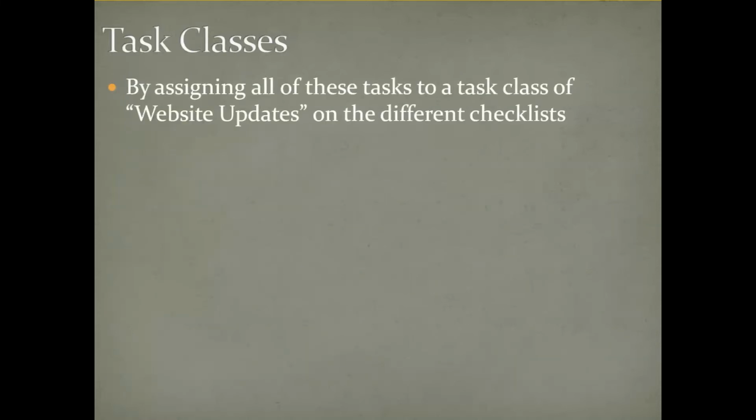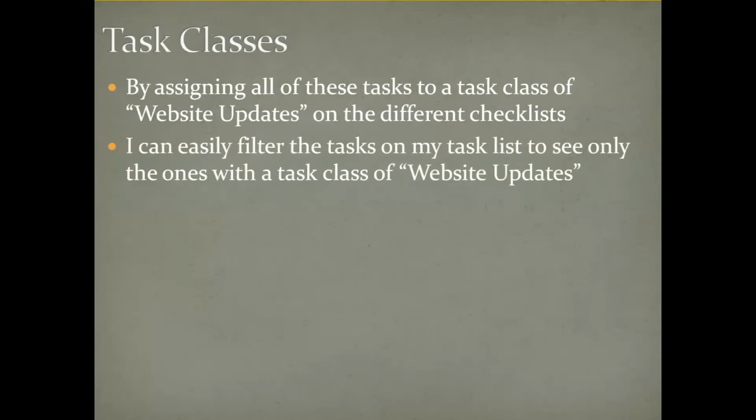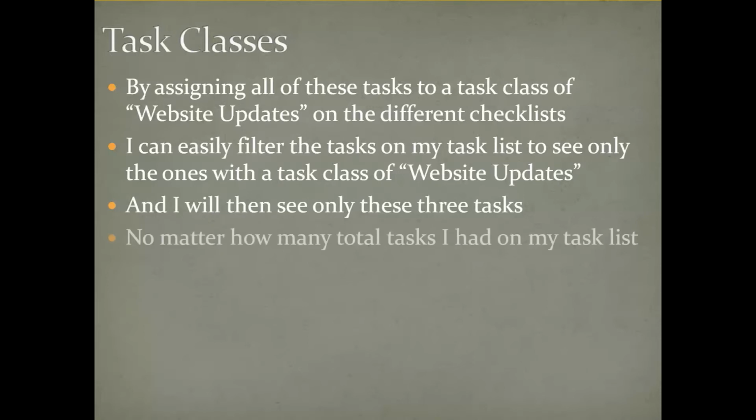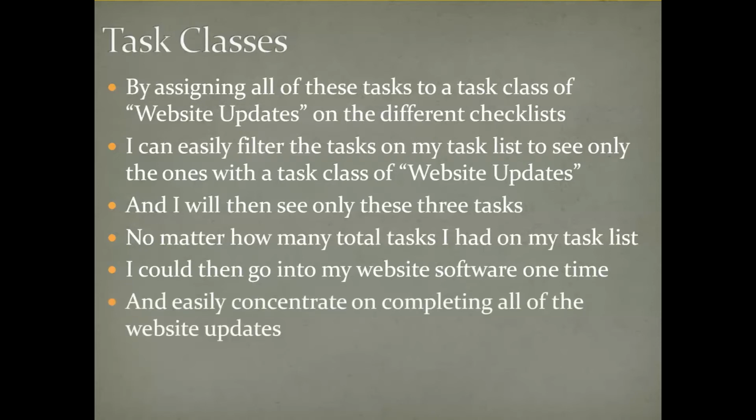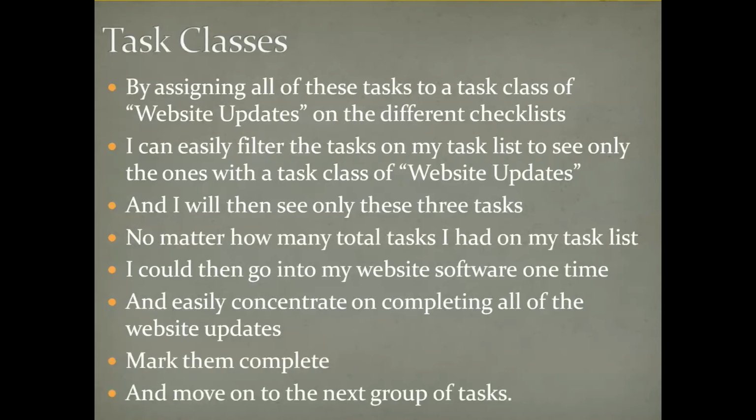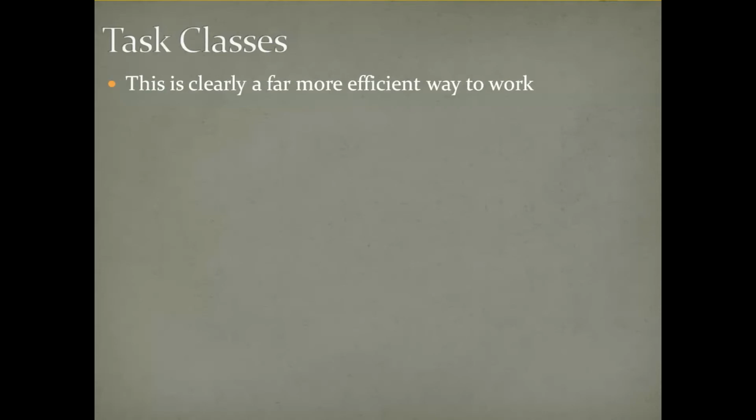But by assigning all of these tasks to a task class of website updates on the different checklists, I can easily filter the tasks on my task list to see only the ones with a task class of website updates. And then I'll see only these 3 tasks, no matter how many total tasks I had on my task list. So I could then go into my website software just one time and easily concentrate on completing all of the website updates, whether there's 1 or 3 or 10 or 100, mark them complete, and then move on to the next group of tasks.